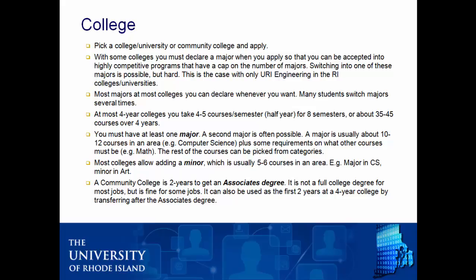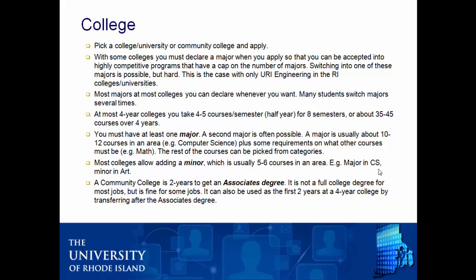It's possible to pick a second major, but sometimes that's a little tight to fit into 4 years, but it can often be done. After you've taken your major courses, then most colleges require you to take some what are called general education classes, classes in writing or art or something like that, and the rest of your courses can be picked as electives. At many colleges, you can do something called a minor. A minor is 5 or 6 courses in an area, where a major is 10 to 12 courses. So, for instance, you could major in computer science and minor in art.